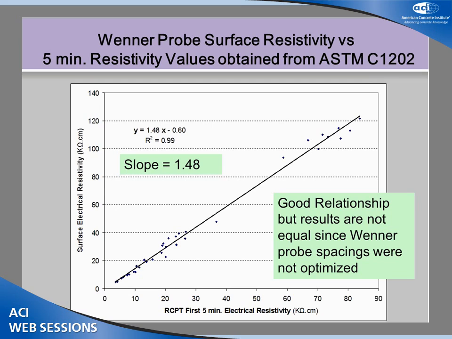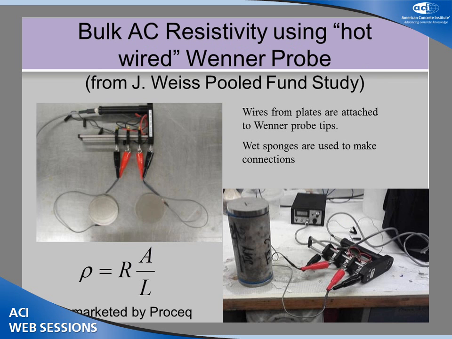Okay. Then we look at Wenner probe spacing again versus the 1202, or the 1-minute or 5-minute values, which is effectively 1760, the ASTM test method. We get a slope of 1.5. So again, it's not the same answer. Good relationship, but not the same answer. So that's the problem we're having with a number of these test methods.